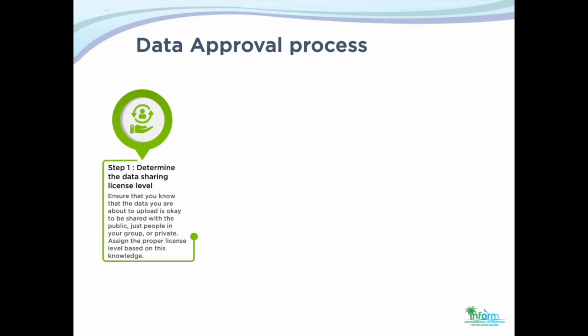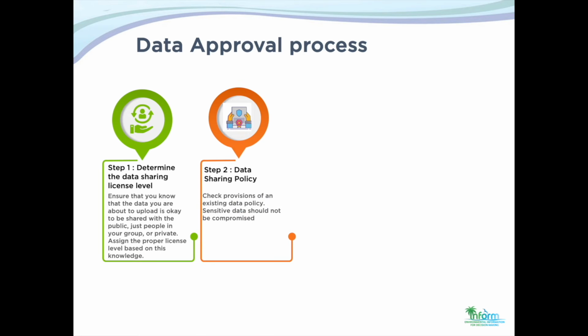Before you upload any data or information to the portal, you should first ensure that the data you're about to upload can be shared with the public, is only for people in your group, or is private. Understanding the level of privacy you wish the information you are about to upload allows you to determine which of the three license levels are more appropriate to apply before you upload and share.